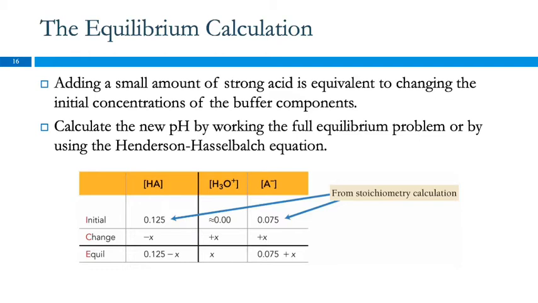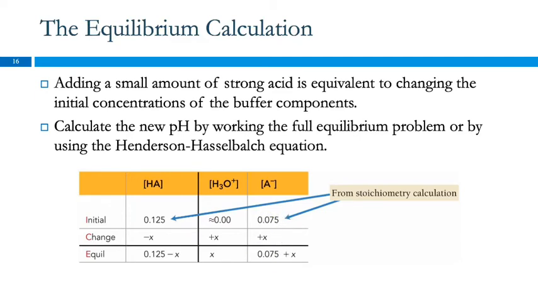So adding a small amount of strong acid is equivalent to changing the initial concentrations of the buffer components, and we calculate the new pH by working an equilibrium problem, either with an ice table or with the Henderson-Hasselbalch equation. So here we've set up an ice table. Here we now have the acid at 0.125 and the base at 0.075.